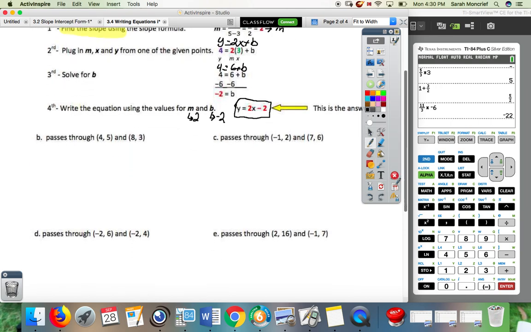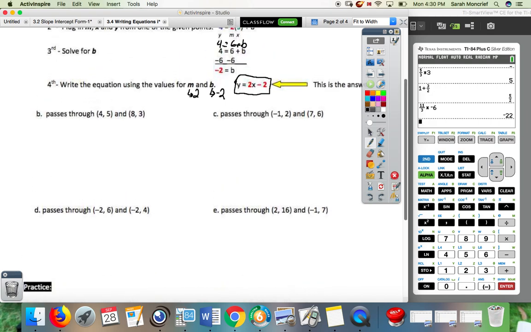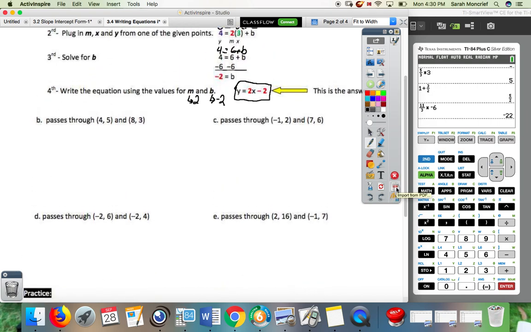All right, now let's look at B through E, where we're actually working them out. So B says it passes through the 2 points (4, 5) and (8, 3). Let's go ahead and label our x1, y1, and x2, y2. So x1, I'm going to say is 4. And x2, I'm going to say is 8. Now we have y1, I'm going to say is 5. And y2, I'm going to say is 3.